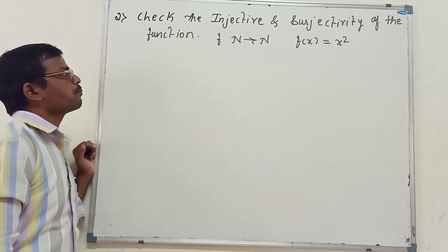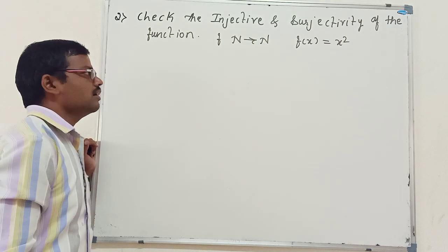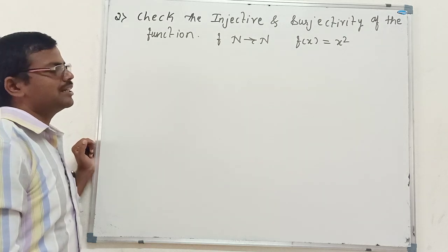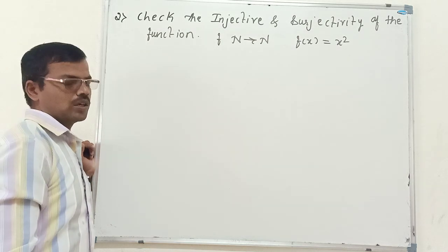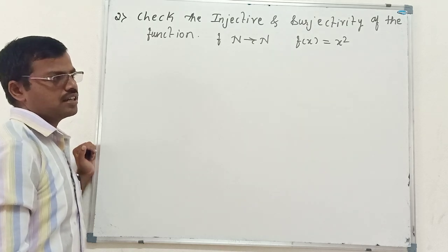So next, we will come to the second example regarding the types of functions, injective and surjective. What do we mean by injective? It is nothing but a 1-1 function. Instead of saying 1-1 function, they may say injective.